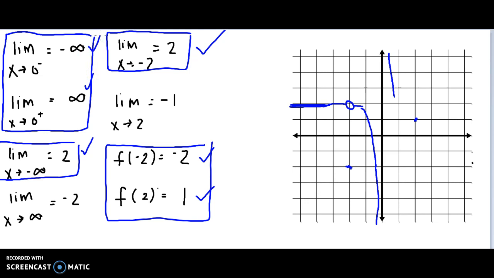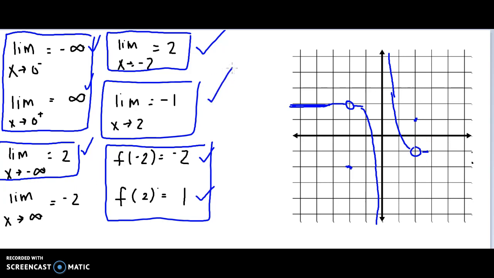My next leftmost value is x going to 2. So if I go to 2, my limit is negative 1. So that means from the left-hand side, I go down to negative 1. And from the right-hand side, I go down to negative 1. Again, I have a hole here, so I can pass my vertical line test.